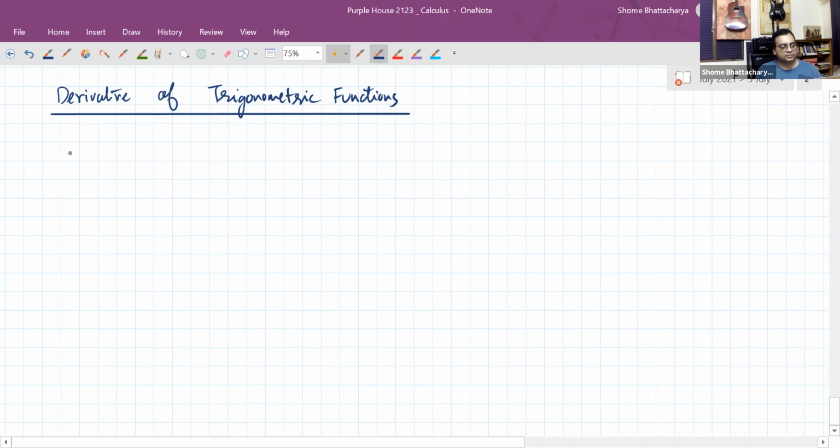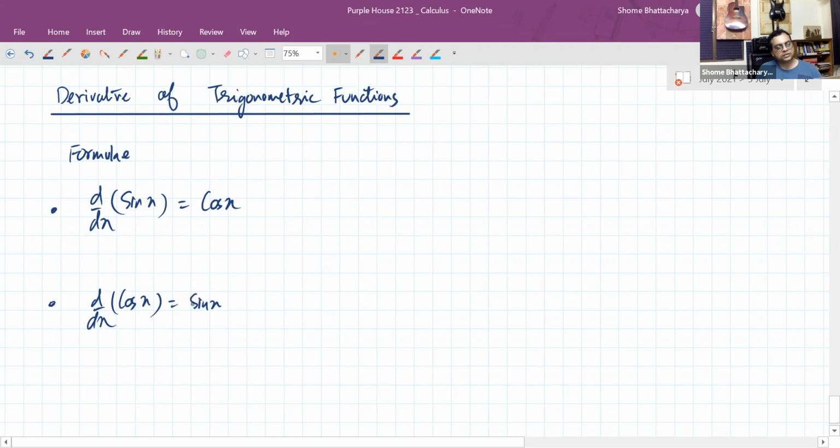So as we know, the basic formulae are that differentiation of sine x is equal to cos x. That's one formula, and the other formula is that differentiation of cos x is equal to minus sine x. So remember the cos comes with a negative sign when we differentiate it. The sine doesn't come with a negative sign. So you have to remember these two formulae.